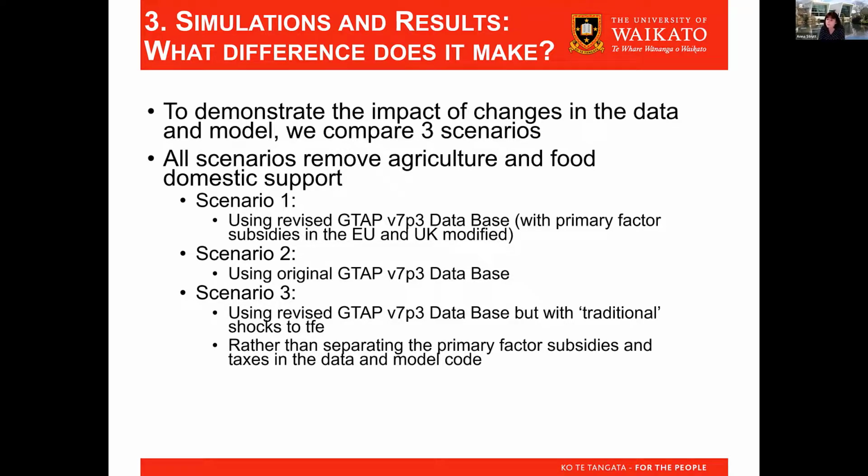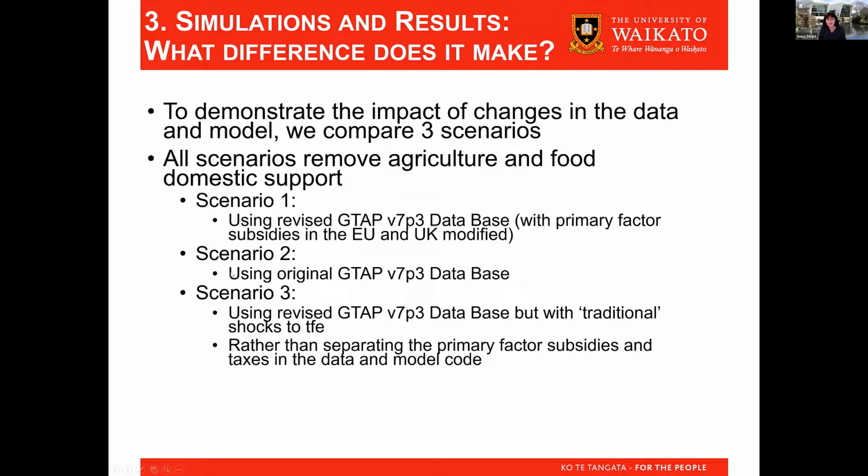These changes that we made to the model code, allowing us to directly target subsidies, and the changes that we made to the database, give us three scenarios that hopefully will give you a feel for what this does to results. The first scenario is where we're using, I should have said, the GTAP model version 7, and the version 11 pre-release 3 database, where we've done the adjustments to the model code and to the primary factor. So I guess this is our best current bet.